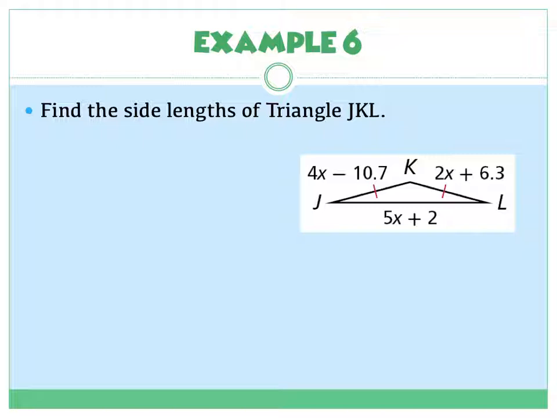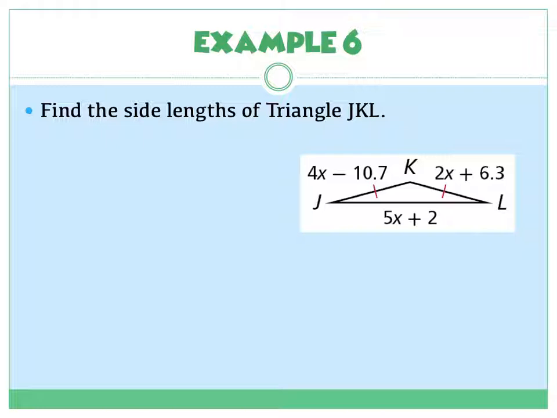So find the side lengths of triangle JKL. How would we find the sides? Can't you just make it an equation? So what would our equation look like? 4x minus 10.7 is equal to 5x plus 2. Well, we don't know that those two are equal. But what are two sides that we know are equal? You would do 4x minus 10.7 equals 2x plus 6.3.